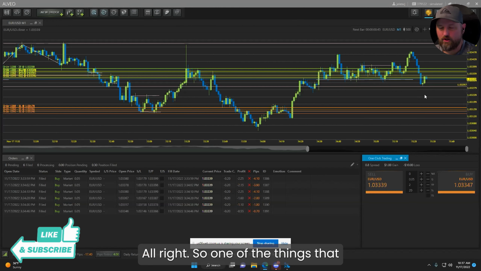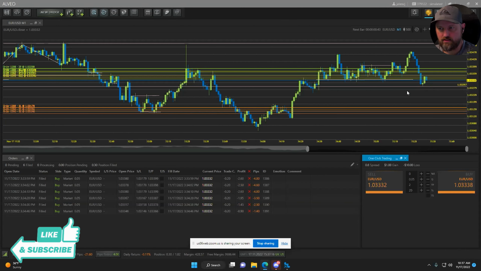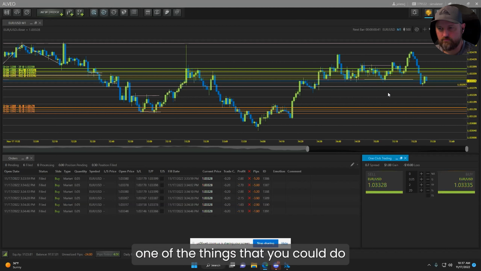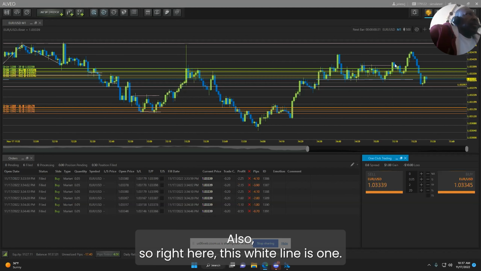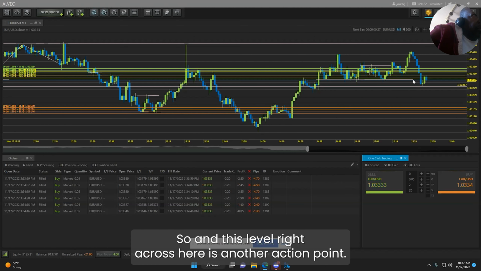All right. So one of the things that you could do is, well, actually, Cliff, tell me where your action points are. Can you? Okay. Also, right here, this white line is one. Okay. And this level right across here is another action point.